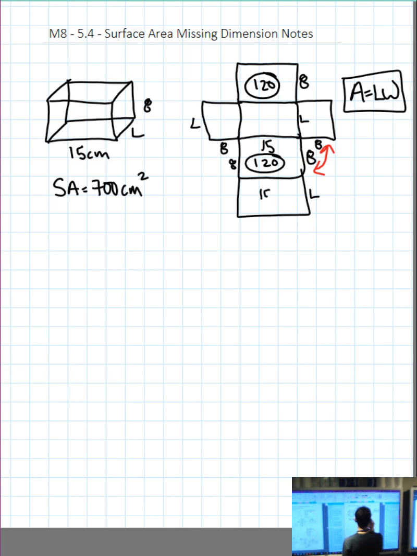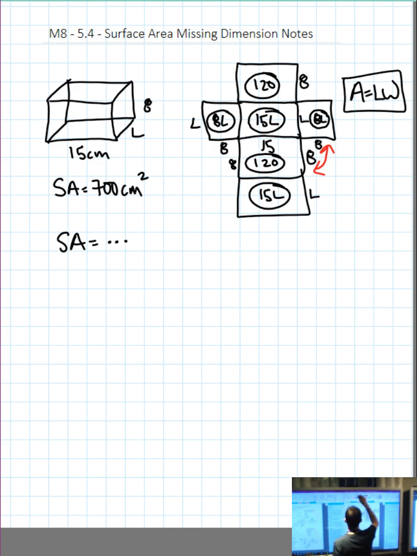And then this one will be 15 times L, length times width. This one will also be 15L. This one will be 8L, and this one will be 8L as well. Circle all of my areas. And then we know that the surface area is just adding up all the sides. So SA equals dot, dot, dot, adding up all the sides.